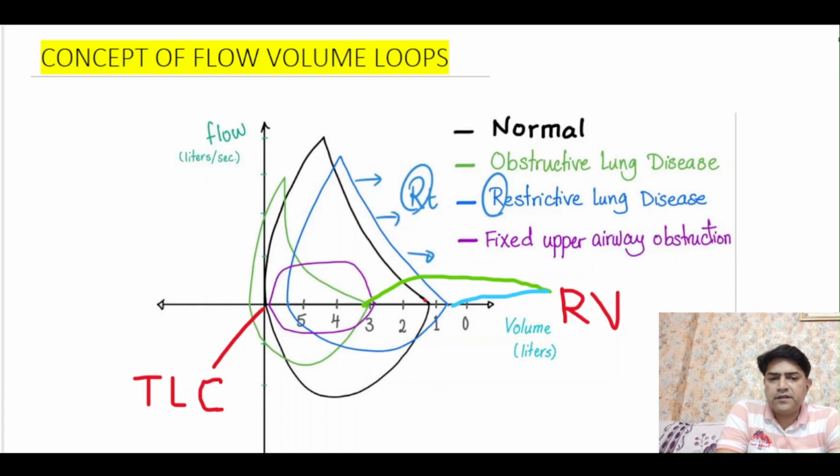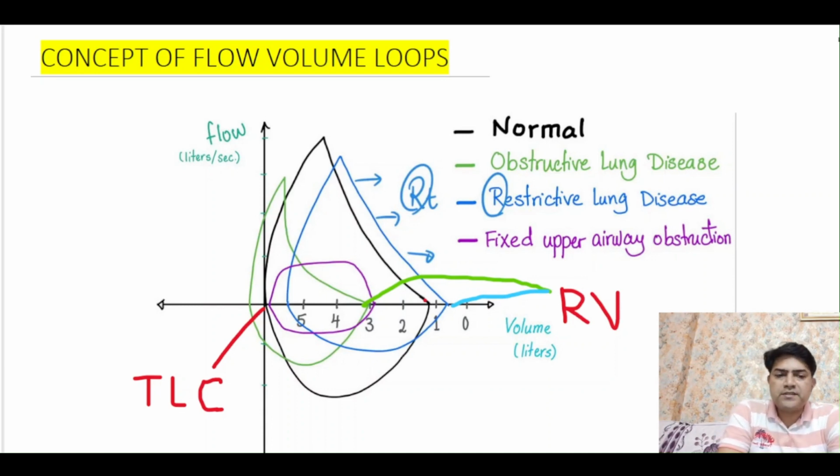Now see carefully in this figure. You can get this figure if you search on the internet, but what is not given on the internet, I will try to explain. You see carefully that there is one x-axis and one y-axis. On the y-axis, the flow is given, which is in liters per second, and on the x-axis, the volume of the lung is given.